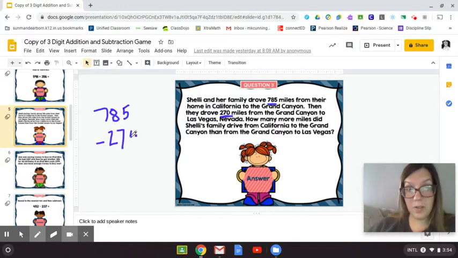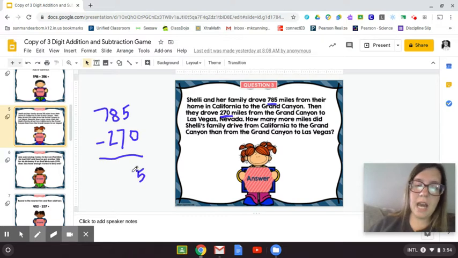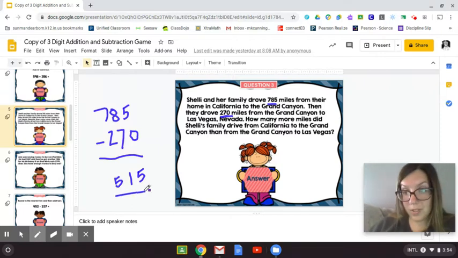And they're being nice to you guys because this one we're not going to have to do any borrowing, because we have more on top on all of these. So there's more on top, so there's no need to stop. So 5 minus 0 is 5. 8 minus 7 is 1, and 7 minus 2 is 5. So that means that Shelley and her family drove 515 more miles when they went from California to the Grand Canyon than when they went from the Grand Canyon to Las Vegas.